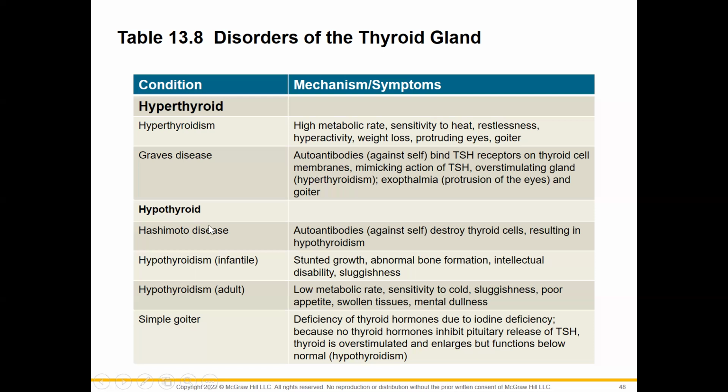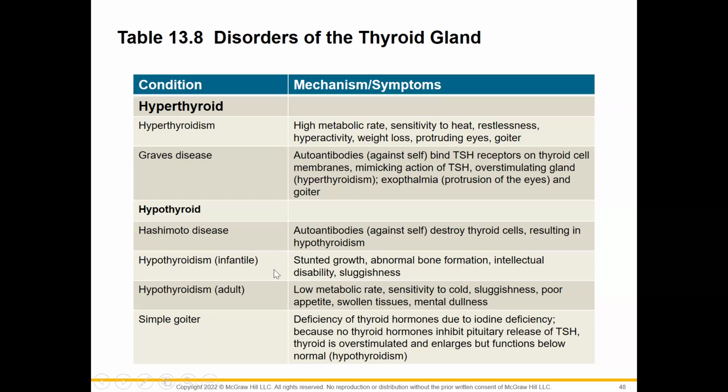Hypothyroid. Hypothyroid conditions, you have again four. You have Hashimoto's disease, which is also an autoimmune disease where you have antibodies. So autoantibodies, antibodies against self. Remember, when you hear auto, think self. So autoantibodies start to destroy those follicular cells, those thyroid cells, and as those cells get destroyed, that means you have less and less cells producing thyroid hormone. So that is going to contribute to the hypothyroidism.